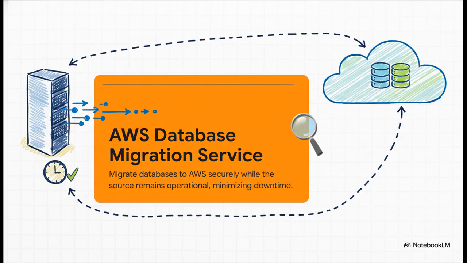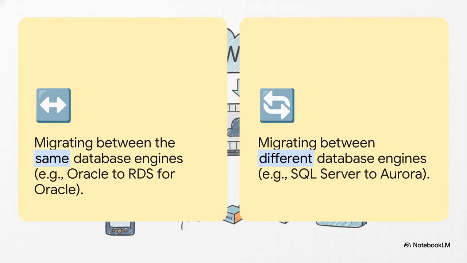What does that mean? It means minimizing downtime. If you see an exam question about moving a production database while keeping an app online, your brain should immediately scream DMS. DMS is also incredibly flexible. It can handle 2 different types of migrations, and this is another concept you'll definitely see on the exam.